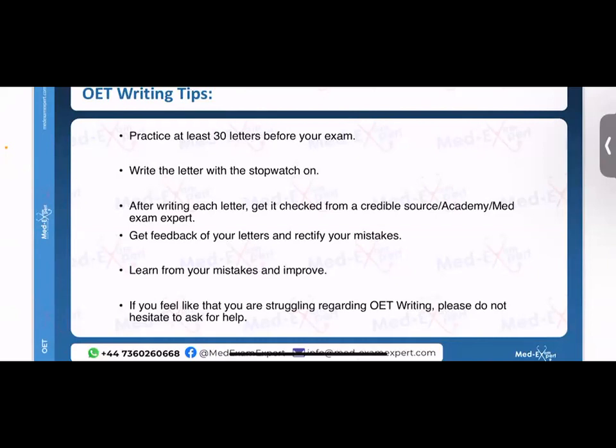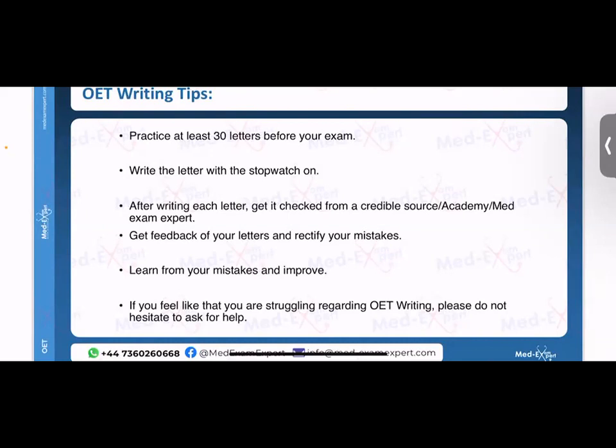When you are submitting your letter for feedback to the mentor, also rectify your mistakes. What I advise my students is that if a student is not scoring the required B grade in OET writing, they should rewrite that letter, because I have figured out the mistakes once. Then I advise them to rewrite the letter and submit it to me again, so that I may evaluate it again and see whether the student has improved or not.